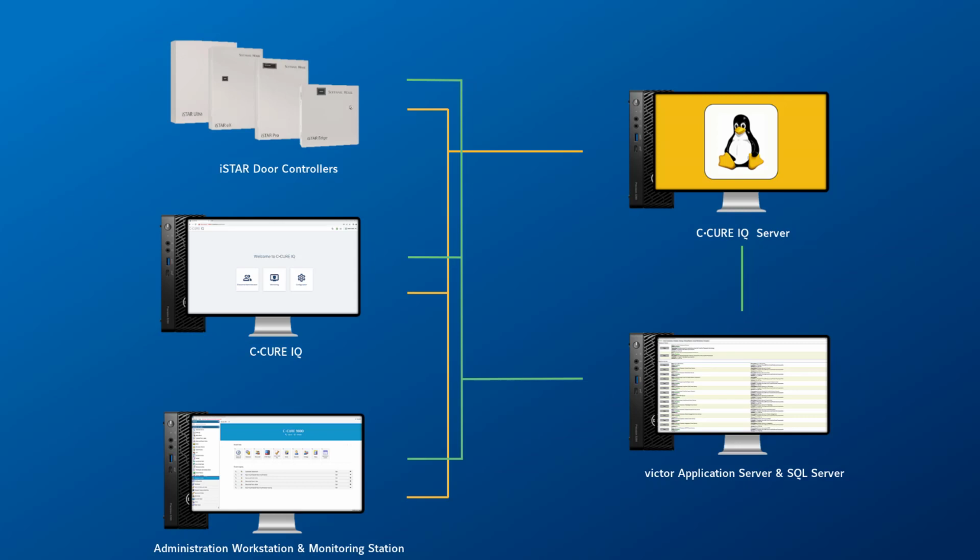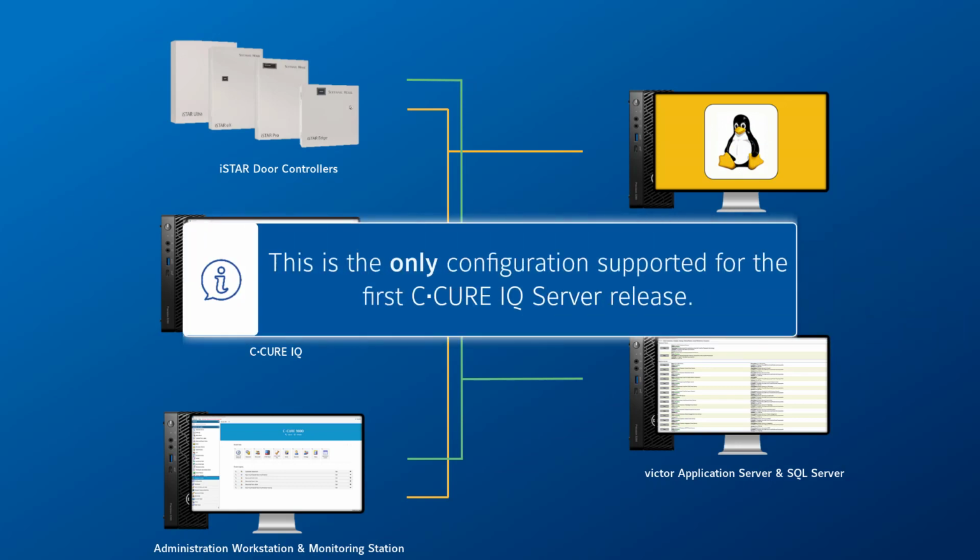The automated install archive file will handle the install of Kubernetes and Harbor. Harbor, an open source registry, will be installed from the extracted archive file and will be used to install the microservices on the node. This is the only configuration supported for the first Secure IQ Server release. For future Secure releases, we plan to support other Linux distributions and versions.